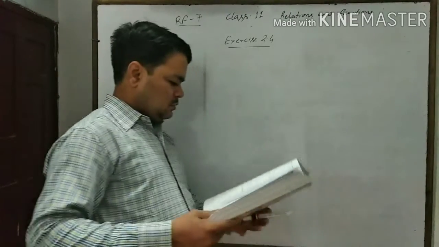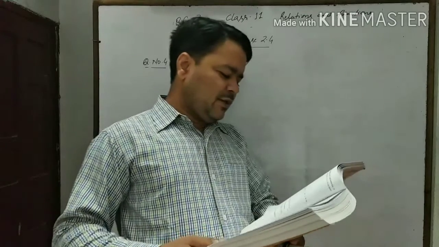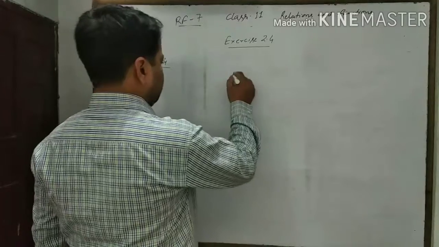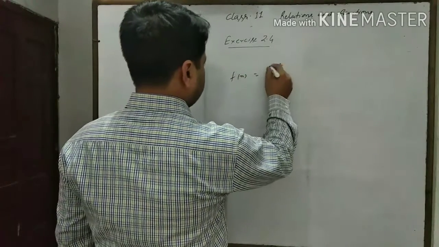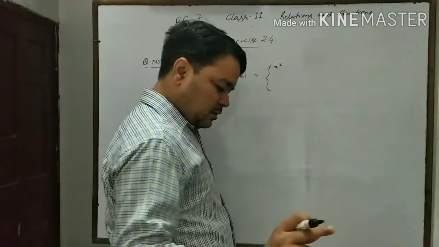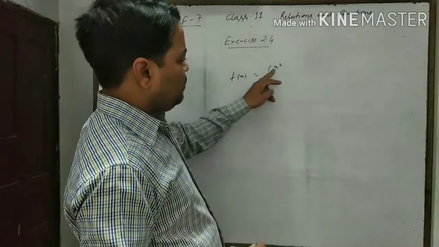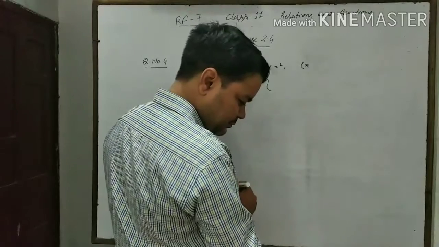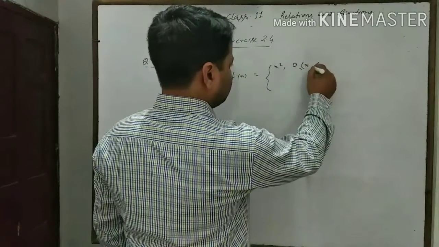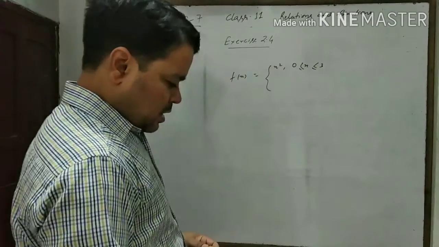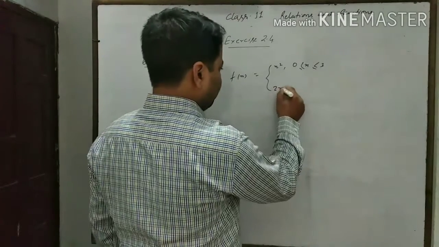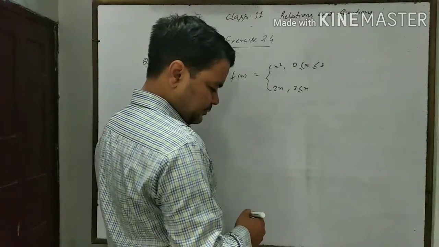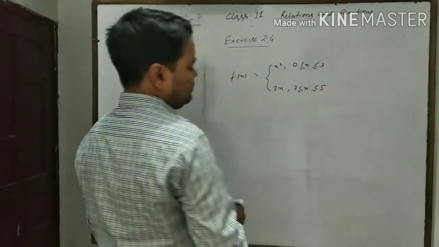According to question number 4, the function f is defined in this way: f(x) is equal to x square if x is greater than or equal to 0 and less than or equal to 3, and is equal to 2x when x is greater than or equal to 3 and less than or equal to 5.